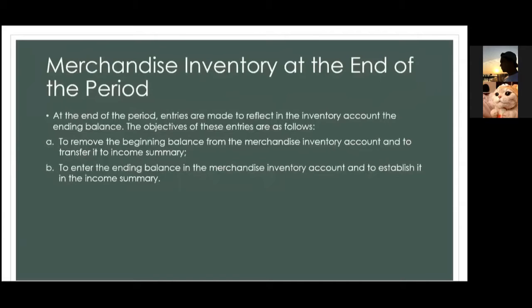And next is merchandise inventory at the end of the period. At the end of the period, entries are made to reflect in the inventory account the ending balance. So there are two steps in order to achieve the objectives. The first one is to remove the beginning balance from the merchandise inventory account and to transfer it to income summary. The second one is to enter the ending balance in the merchandise inventory account and to establish it in the income summary.